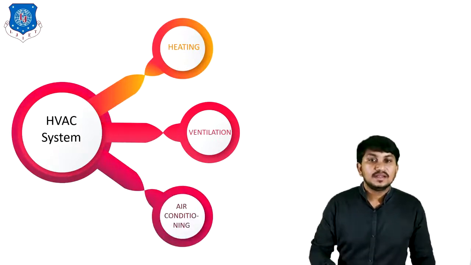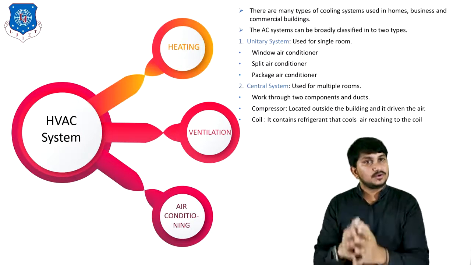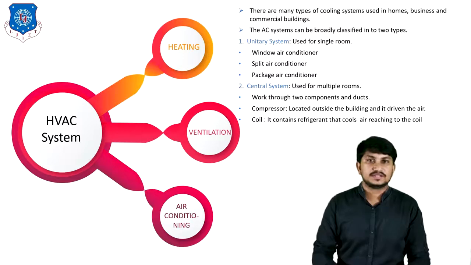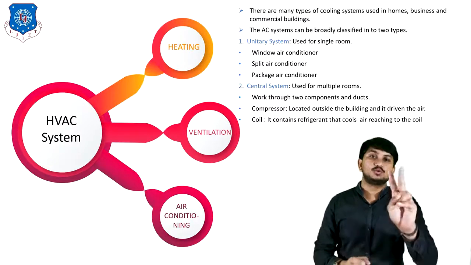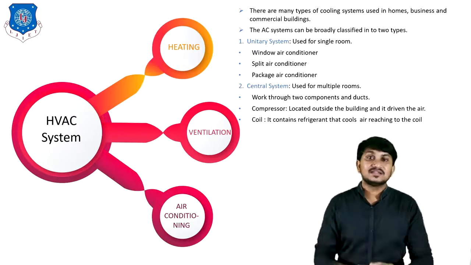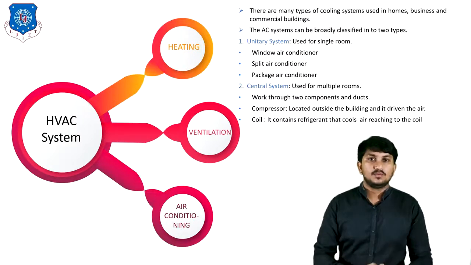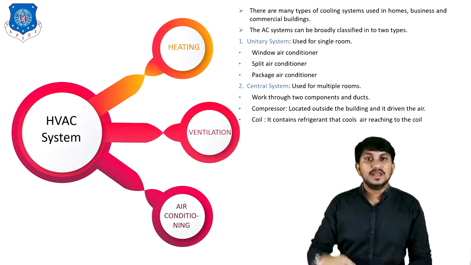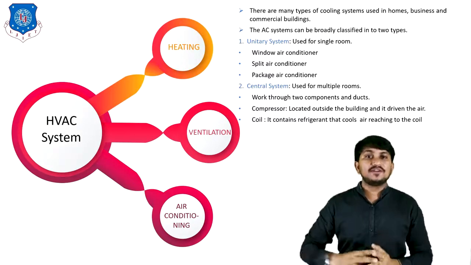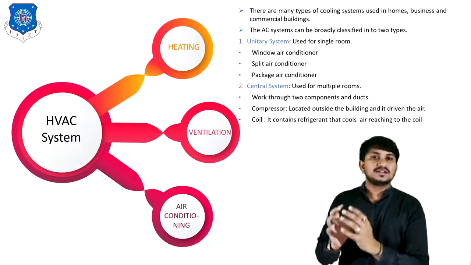Third is air conditioning. There are many types of cooling system used in home, business and commercial buildings. The air conditioning system can be broadly classified into two types. First is unitary system and second is central system. The unitary system is usually used for a single room, while central system can be used for multiple rooms in the building.